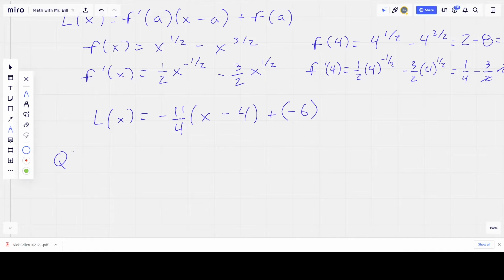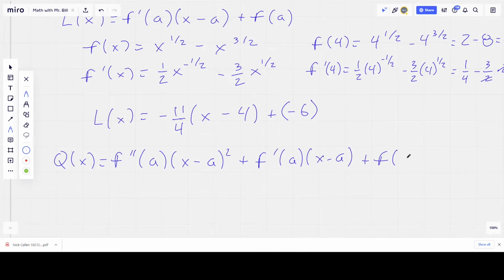The quadratic approximation, call that q of x, is going to be equal to f double prime of a times x minus a squared, plus f prime of a times x minus a, plus f of a. And there's one thing you've got to do, which is that f double prime of a has to be divided by 2. It's part of the formula for the quadratic approximation.